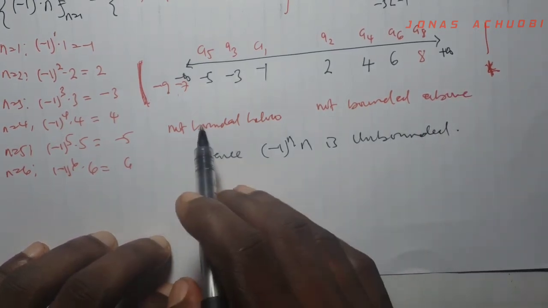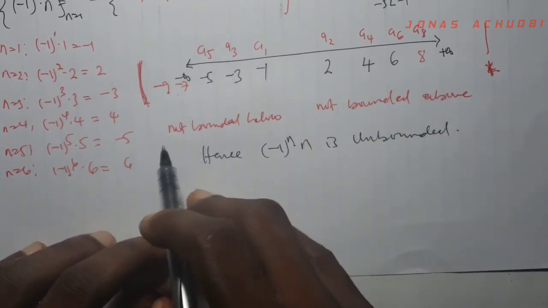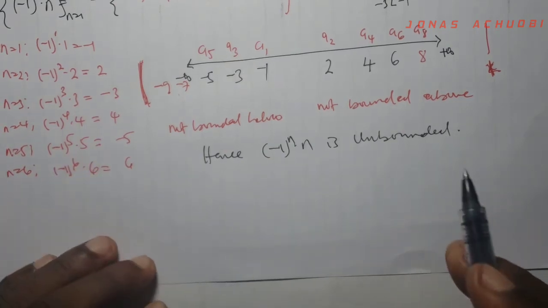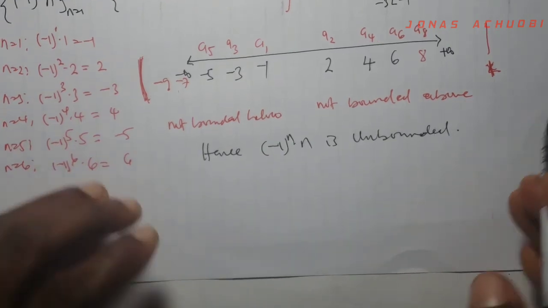Clear? Take note, if it is bounded above and not below, it's unbounded. If it's bounded below and not above, it's unbounded. If it's unbounded below and not bounded above, it's also unbounded. So the sequence is only bounded when it is bounded above and bounded below.